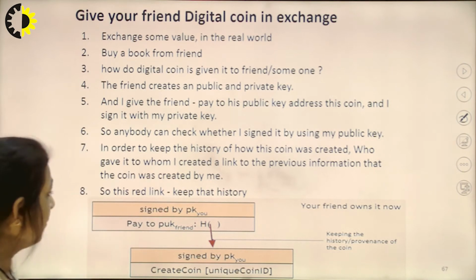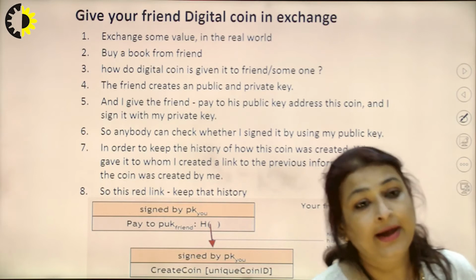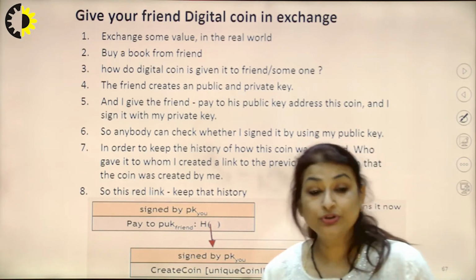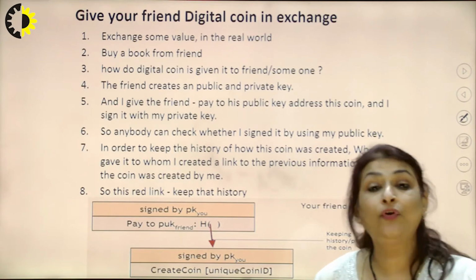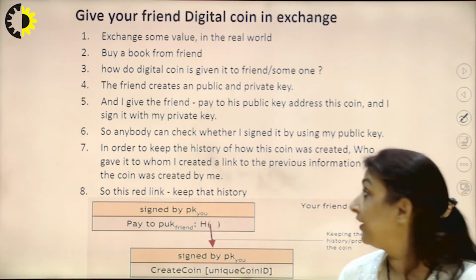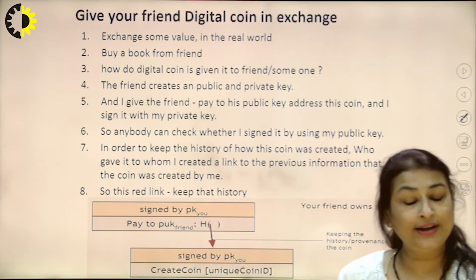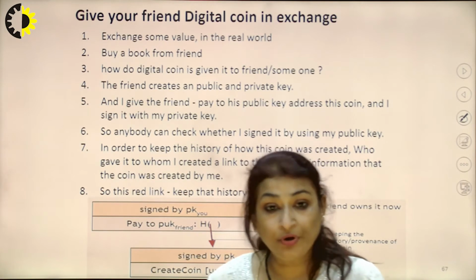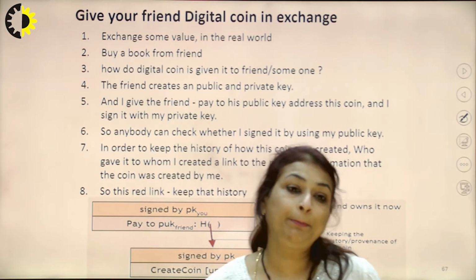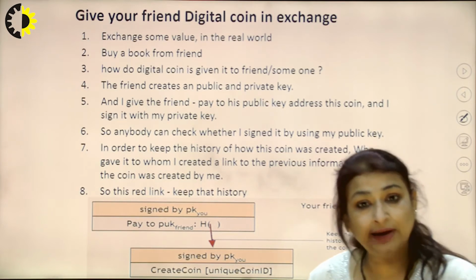Now to buy a book from the friend, what I have to do, I have to tell that particular friend that I want to purchase a book. So obviously I have to tell that friend that it is intended for you. Whenever you are writing a check, in that particular check, the digital sign is mine. So that is authorizing that I am the owner of that particular account. But to whom you are giving it, you write in that particular pay to option.